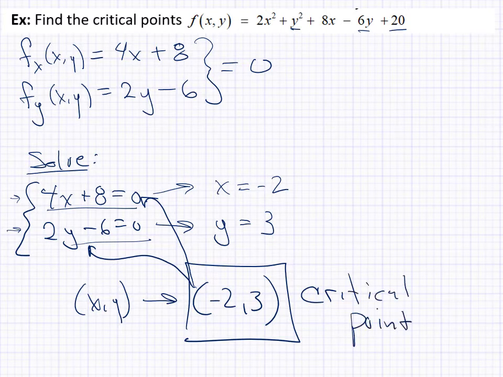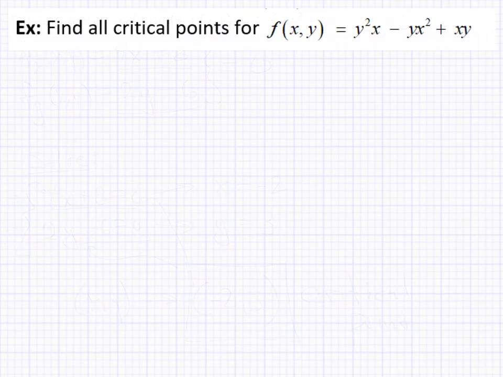Now that was a very easy example. They're not all that easy. It was easy because the derivative with respect to x only had one variable in it. The derivative with respect to y only had one variable in it. But we know that that doesn't always happen. So let's look at the next example. Okay, so this one is going to be a little bit more involved, but still should be doable. But we will have both x's and y's in our partial derivatives in finding the critical points.